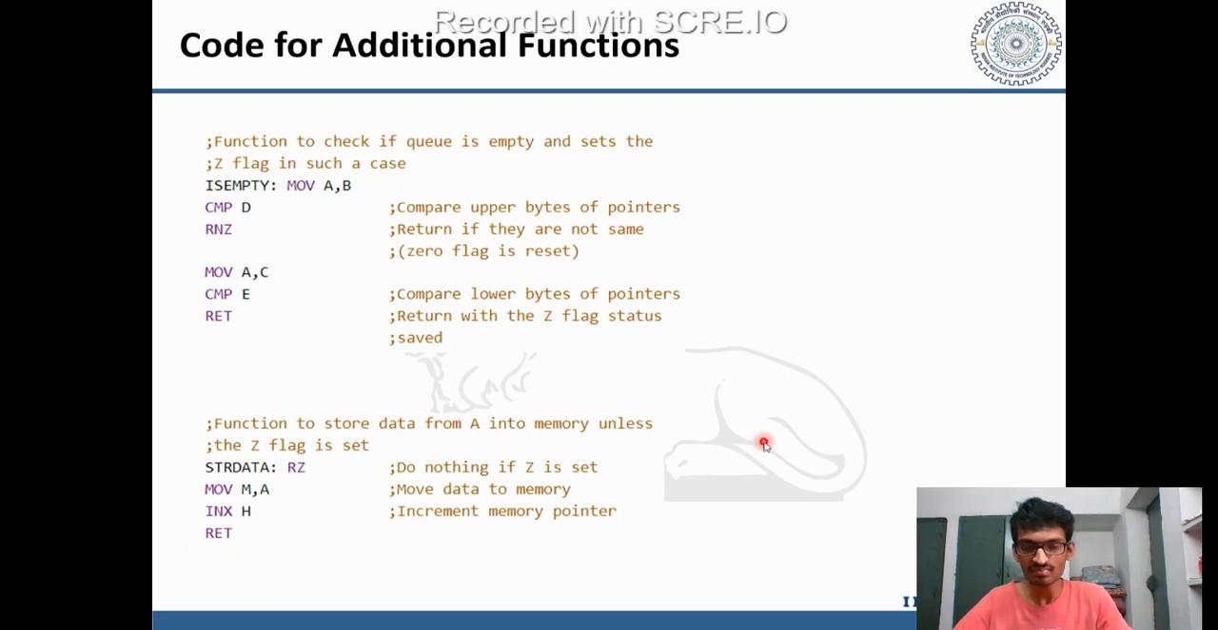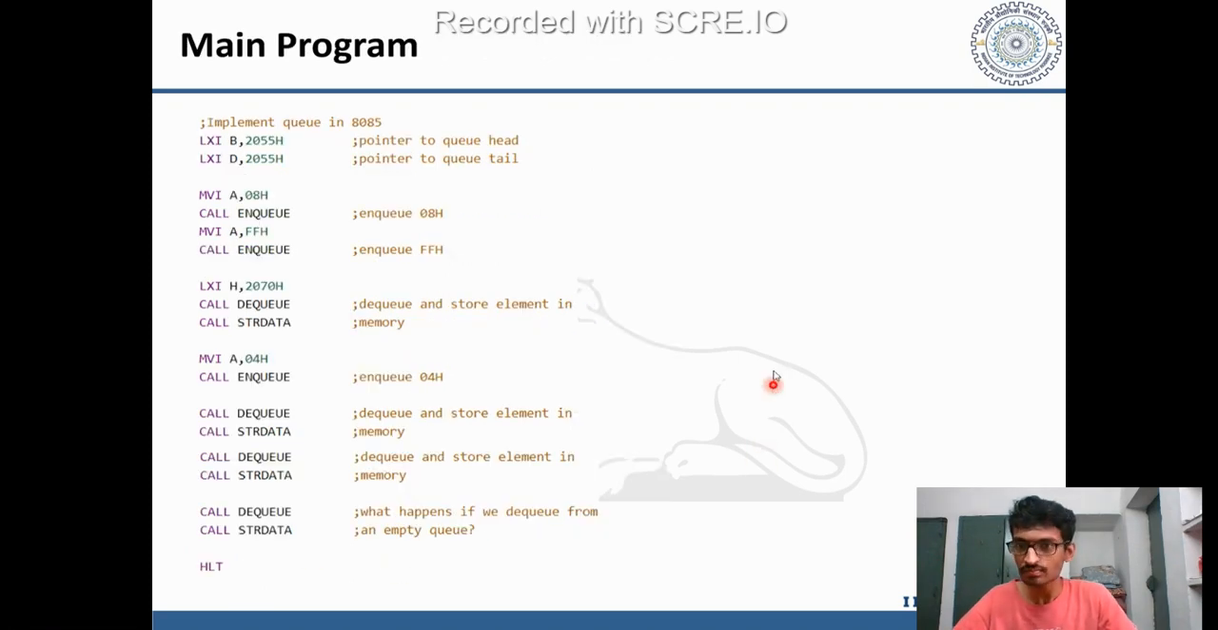So now I'll come to the main program. Here I have initialized the B and D register pairs with the value 2055H. So both the head and the tail are pointing to the same memory location. That is an indication that the queue is empty, as I said. Now I will do the same operations that I described in the animation before. First I enqueue the data 08, then I enqueue the data FF by storing each of these into the accumulator and calling enqueue.